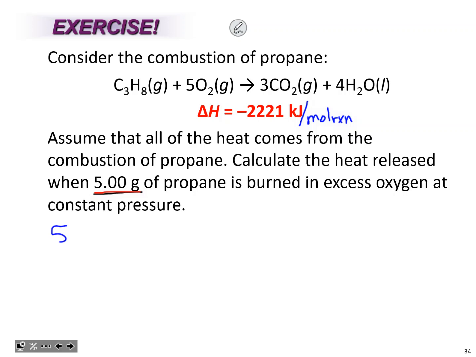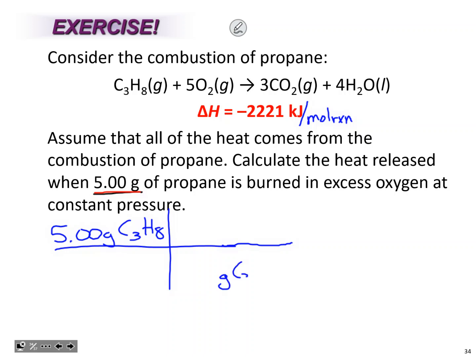So you just start off with your 5 grams of propane, C3H8. Now, in order to use the mole ratio, we obviously need to do what with our grams? We need to convert it to moles. So I'm going to diagonal down grams to 1 mole of propane. Now you can go ahead and add it up, but your molar mass is going to be 44.11: 3 carbons at 12.01, 8 hydrogens at 1.01. There we go.